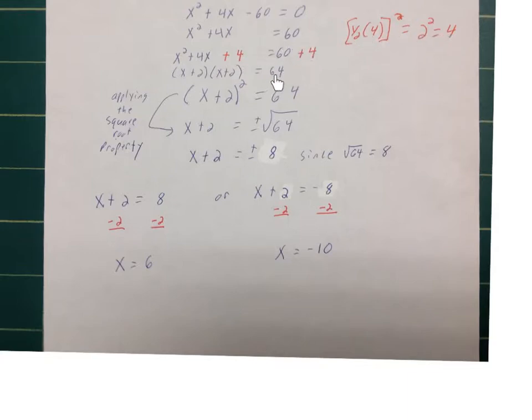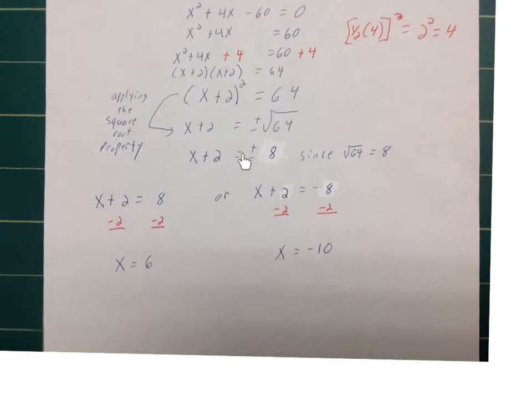So that gives you 64 on the right side, and you want to factor this, and it should always factor down to a binomial squared. And then you apply the square root property, and that'll give you x plus 2, equals plus or minus the square root of 64. The square root of 64 is 8. And I think you had everything okay to here, and then things kind of went haywire.